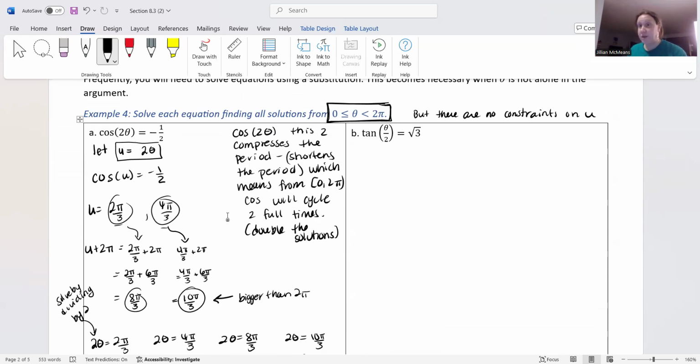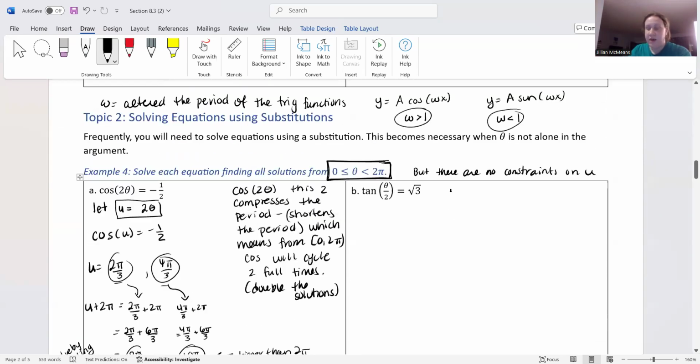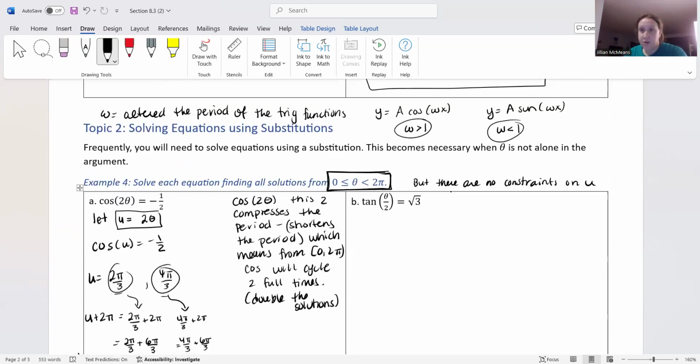For part B, let's look at the opposite of that. Okay, now I told you up here that when omega was greater than 1, so the coefficient of x, when it's greater than 1, it compresses your period, which means your function has to cycle more frequently, which means you get more solutions. When your coefficient of x is less than 1, it actually stretches your period, okay? So it makes your period longer, which means your trig function cycles less frequently, okay? So keep that in mind.